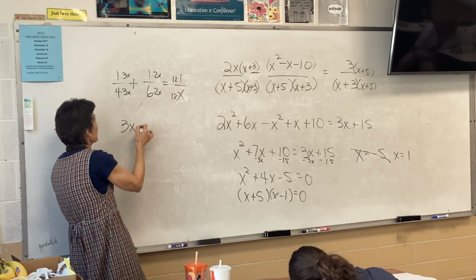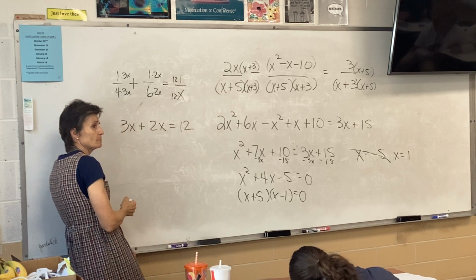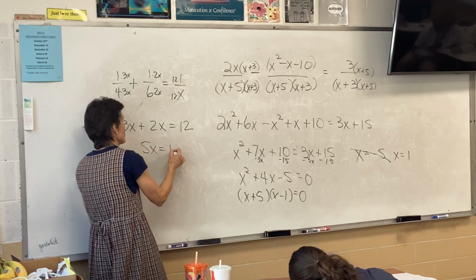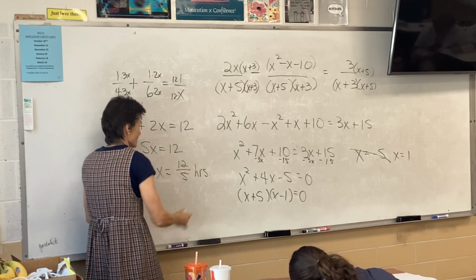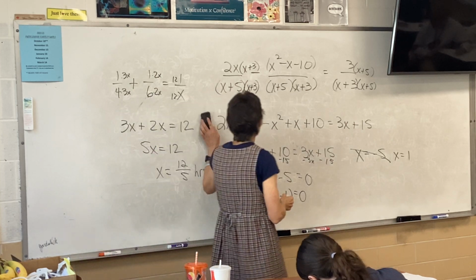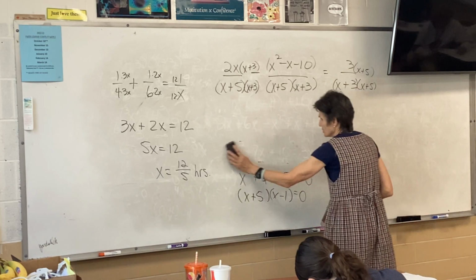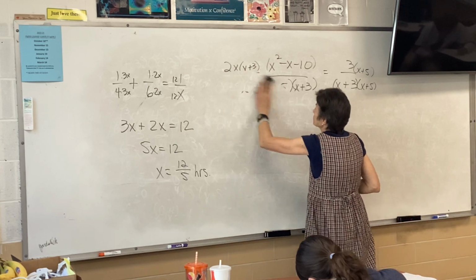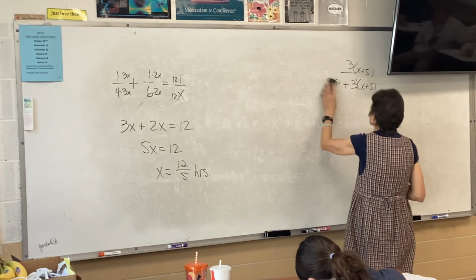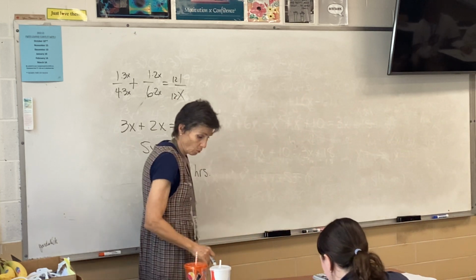So 3x plus 2x equals 12. So 5x equals 12, and I got 12 fifths hours. It would take them 12/5 hours to do the job. Can you put that in here? All right, one more.